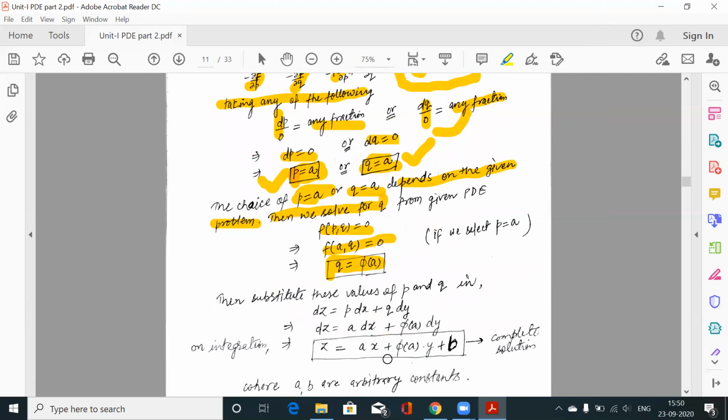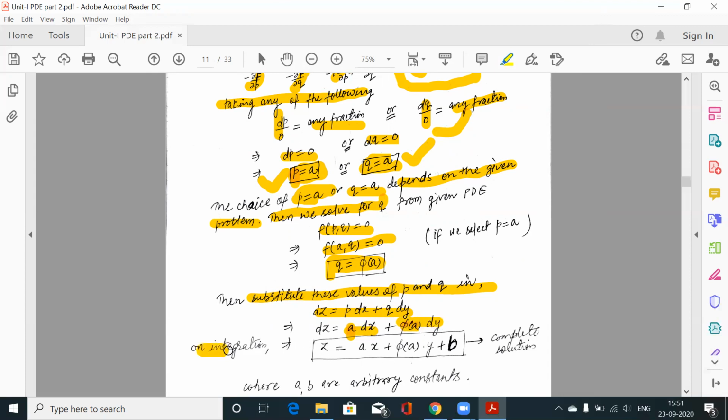So now we have got the values of p and q. Now what we do in Charpit's method, we substitute these values of p and q in this equation, dz is equal to p dx plus q dy. So substitute p is a and q is a function of a, and a is an arbitrary constant. So this is integrable, and this is also easily integrable.